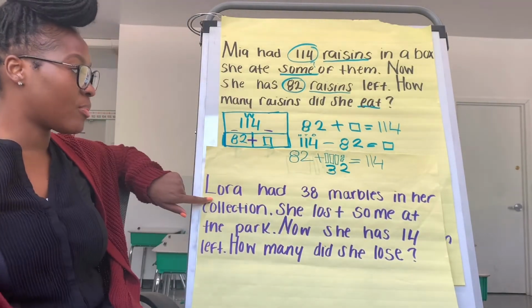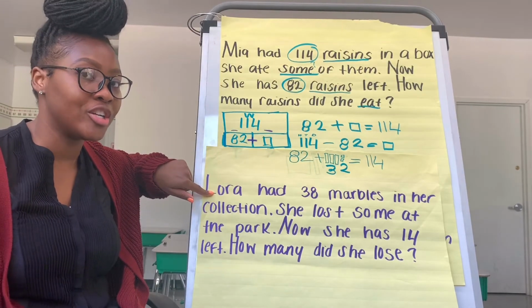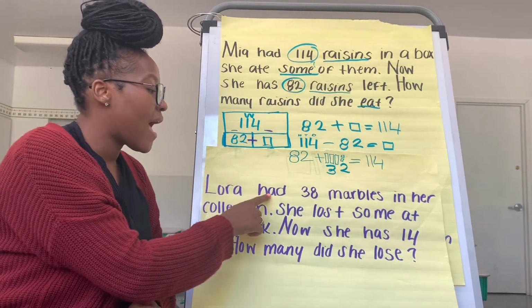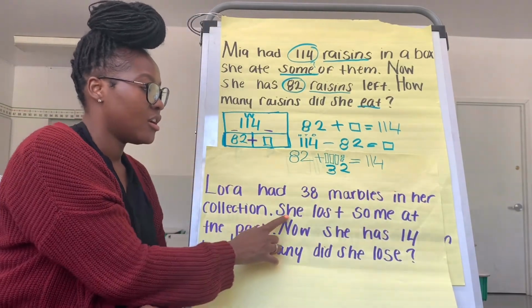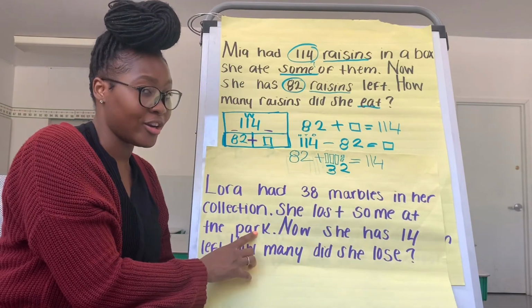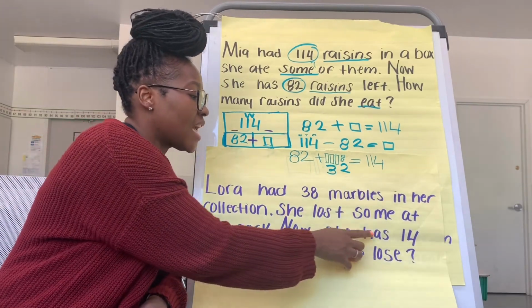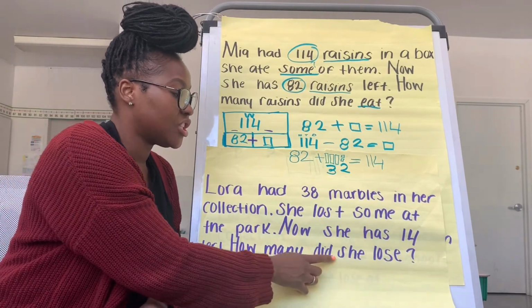Today, this is the story problem you're going to do on your own using that strategy we just learned. Laura had 38 marbles in her collection. She lost some at the park. Now she has 14 left. How many did she lose?